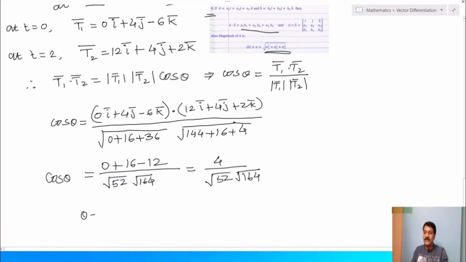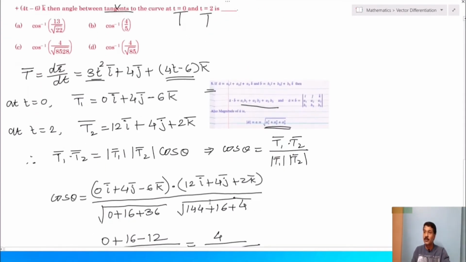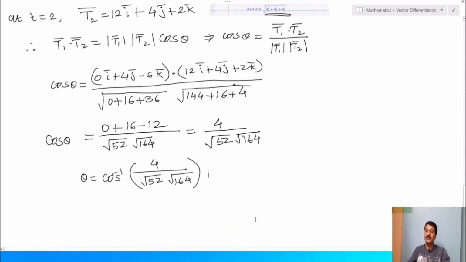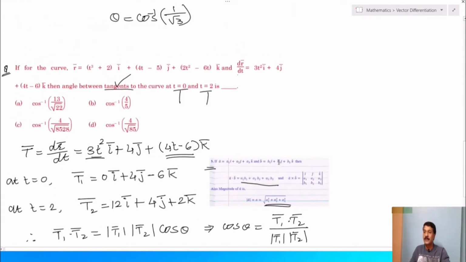So what about theta? If you want to find theta here, that is equal to cos inverse 4 upon root 52 into root 164. By calculator you can find the value of this, but see the options here. So what is the multiplication of 52 into 164 that you find? Here I am getting cos inverse 4 upon under root of 8528. So 4 upon root 8528, so here option C is the correct one.